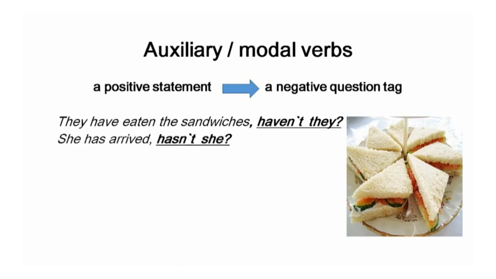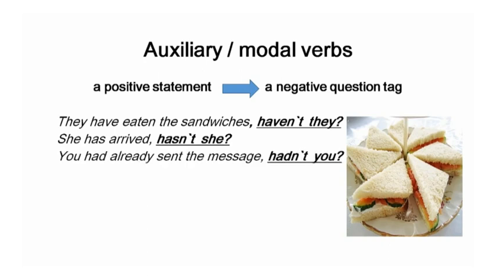She has arrived, hasn't she? Has becomes hasn't, and we add she to form the question tag. You had already sent the message, hadn't you? Had becomes hadn't, and we add the personal pronoun you. I will win, won't I?